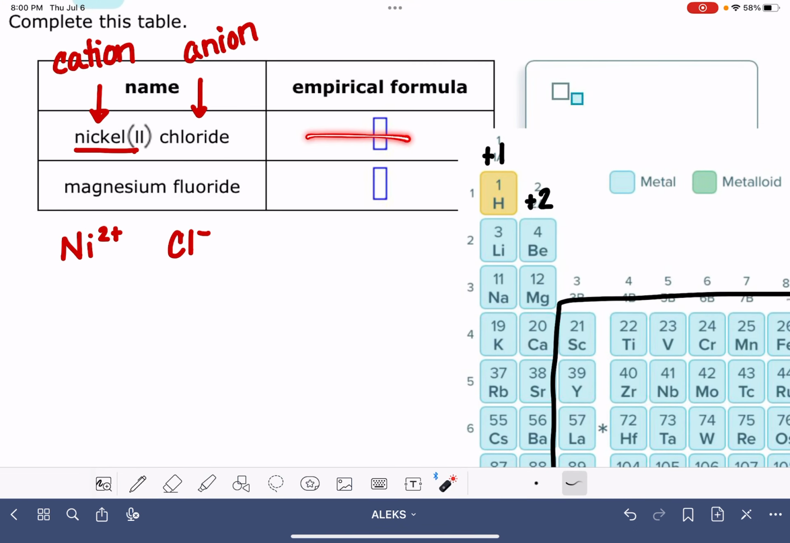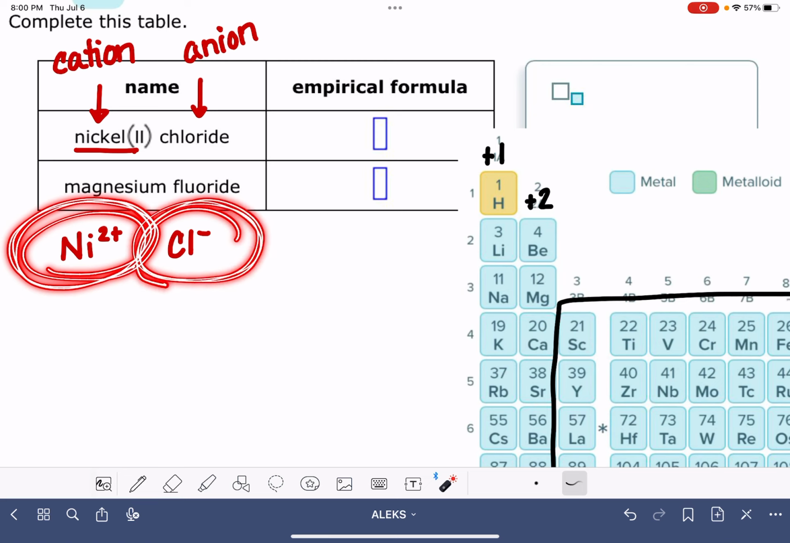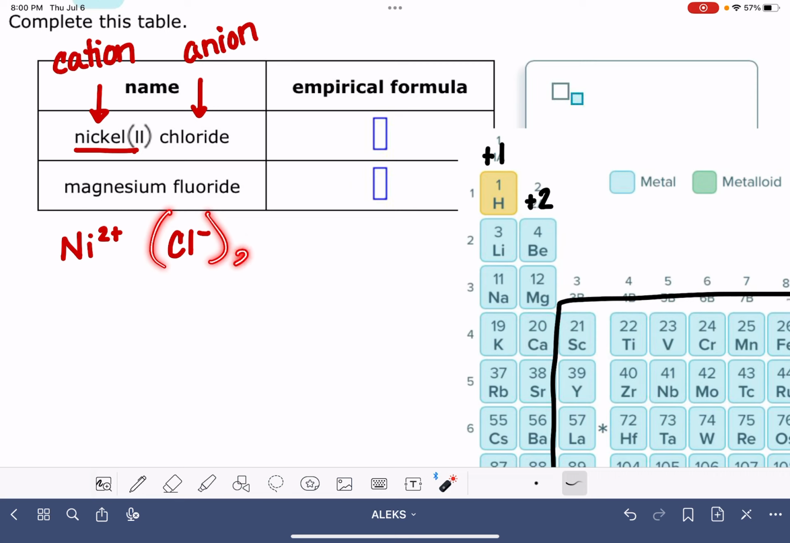Now, to come up with the empirical formula, we need to figure out how many of each type of ion is necessary to create a compound that is overall charge neutral. Since we have a 2+ ion with the cation and we have a 1- ion for the anion, we know that we're going to need 2 of these guys to balance out the +2 charge.